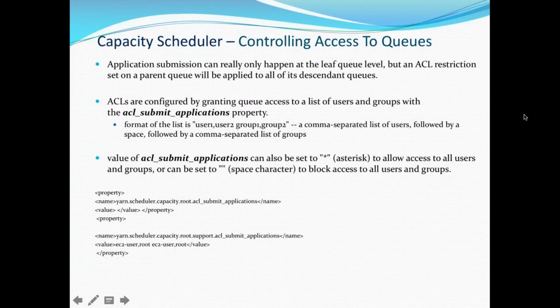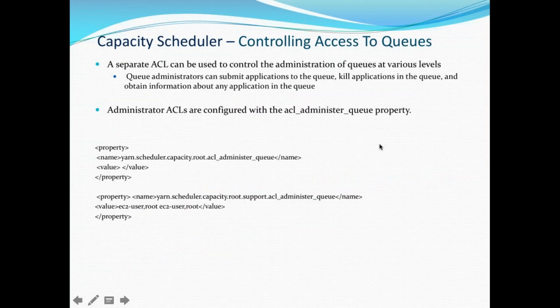There are a lot of other things which you can also define. Let me just quickly take you through that. Who can administer the queues? Here it is controlling the access to the queues. A separate ACL can be used to control the administration of the queues at various levels. A queue administrator can submit applications to a queue, kill applications in the queue, and obtain information about any application in the queue. So it's basically setting up who can control the queues.